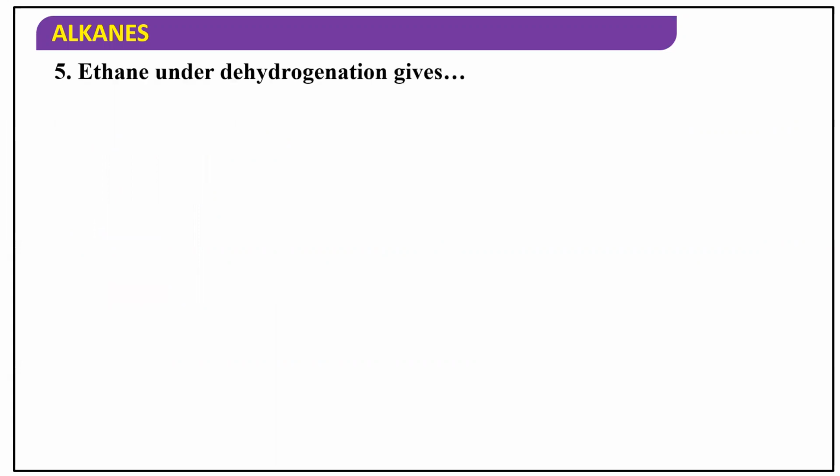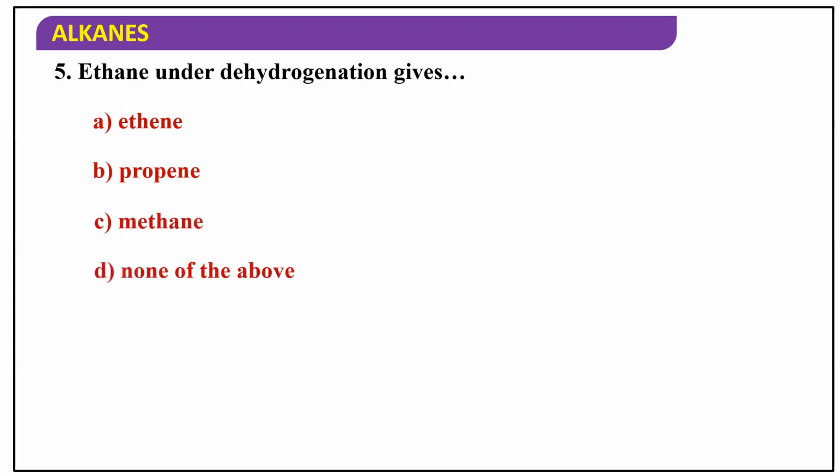Ethane under dehydrogenation. Hey, we just spoke about dehydrogenation and we have a question here. Ethane under dehydrogenation gives ethene, propene, methane, or none of the above. Now you can clearly eliminate option B, because when I'm starting with ethane, there are only 2 carbons. I cannot get propene, which has 3 carbons. So I can eliminate B. I will also eliminate C because dehydrogenation does not involve breakage. Dehydrogenation is just removal of hydrogen. So when I remove hydrogen from ethane, I will get ethene as the product.